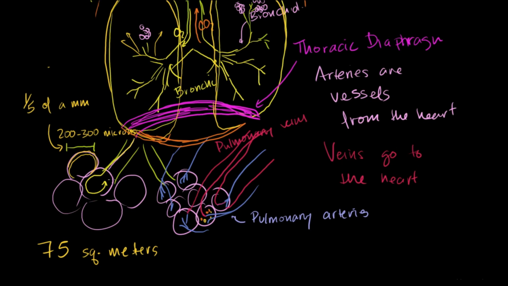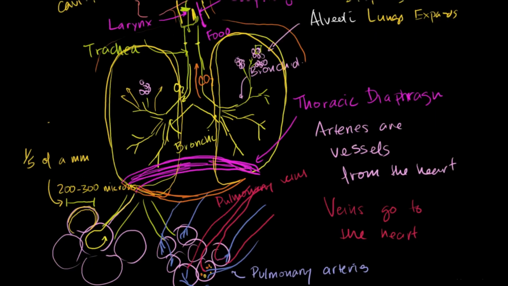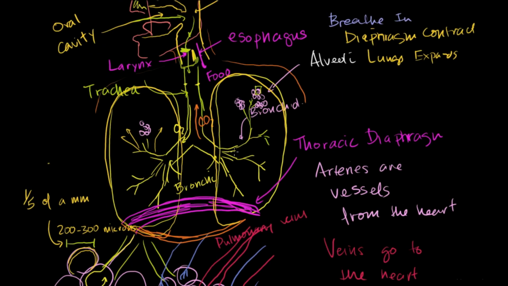That's what gives us enough surface area for enough of the oxygen to cross the alveoli membrane into our blood system, and enough of the carbon dioxide to go back in. And just to have a sense of how many alveoli we have, I told you that they're very small. We actually have 300 million in each lung.